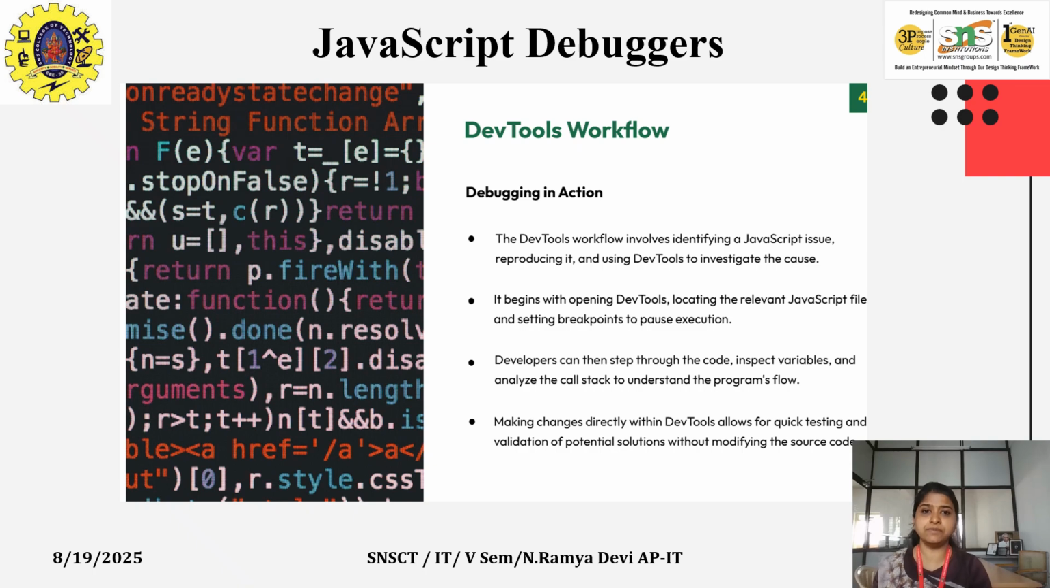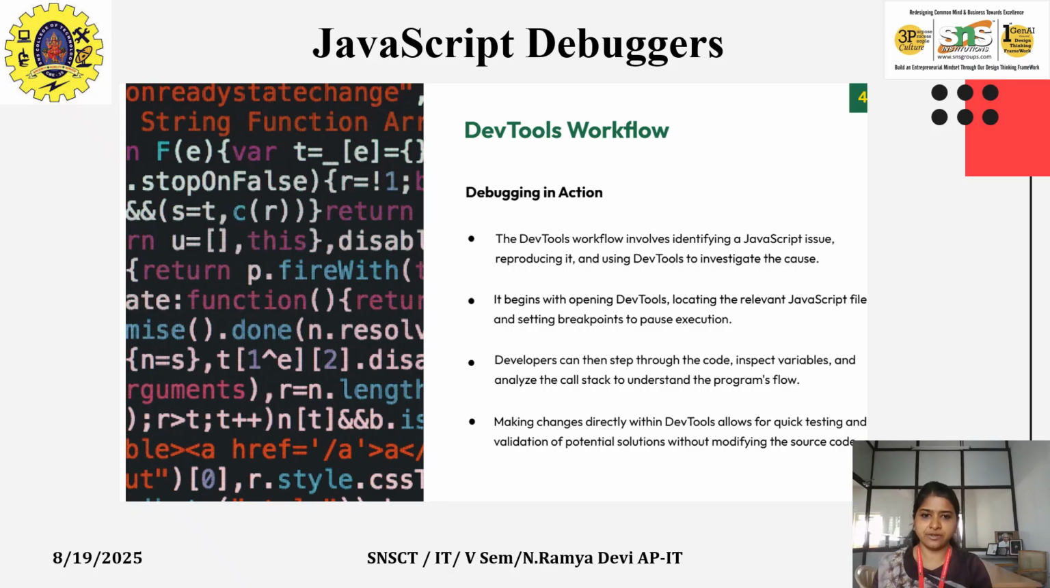Next, we'll see the development tools workflow. Debugging in action. The DevTools workflow involves identifying a JavaScript issue, reproducing it, and using DevTools to investigate the cause. It begins with opening DevTools, locating the relevant JavaScript file, and also setting breakpoints to pause execution.